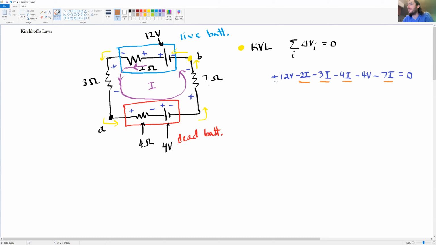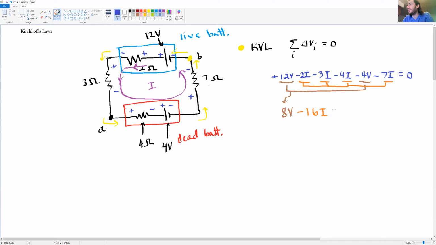And these terms here in brown are voltages. These are just numbers with units of volts, so we can combine those. So in brown here, we have 8 volts. And in orange here, we have, what is that, minus 16I. And of course, this whole thing equals 0.